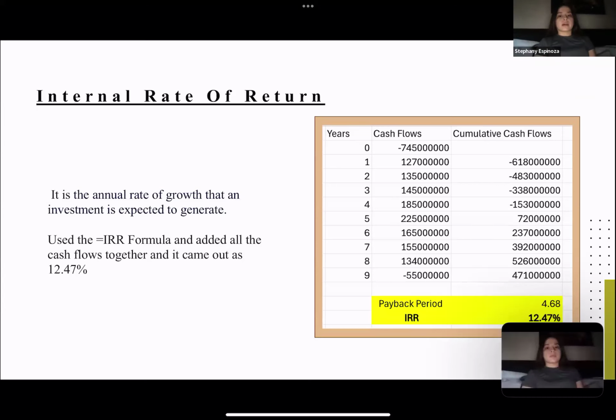So after the payback period, we had to find our internal rate of return, which is an annual rate of growth that an investment is expected to generate. So I used the IRR formula in Excel and added all the cash flows together, and it came out as 12.47%.